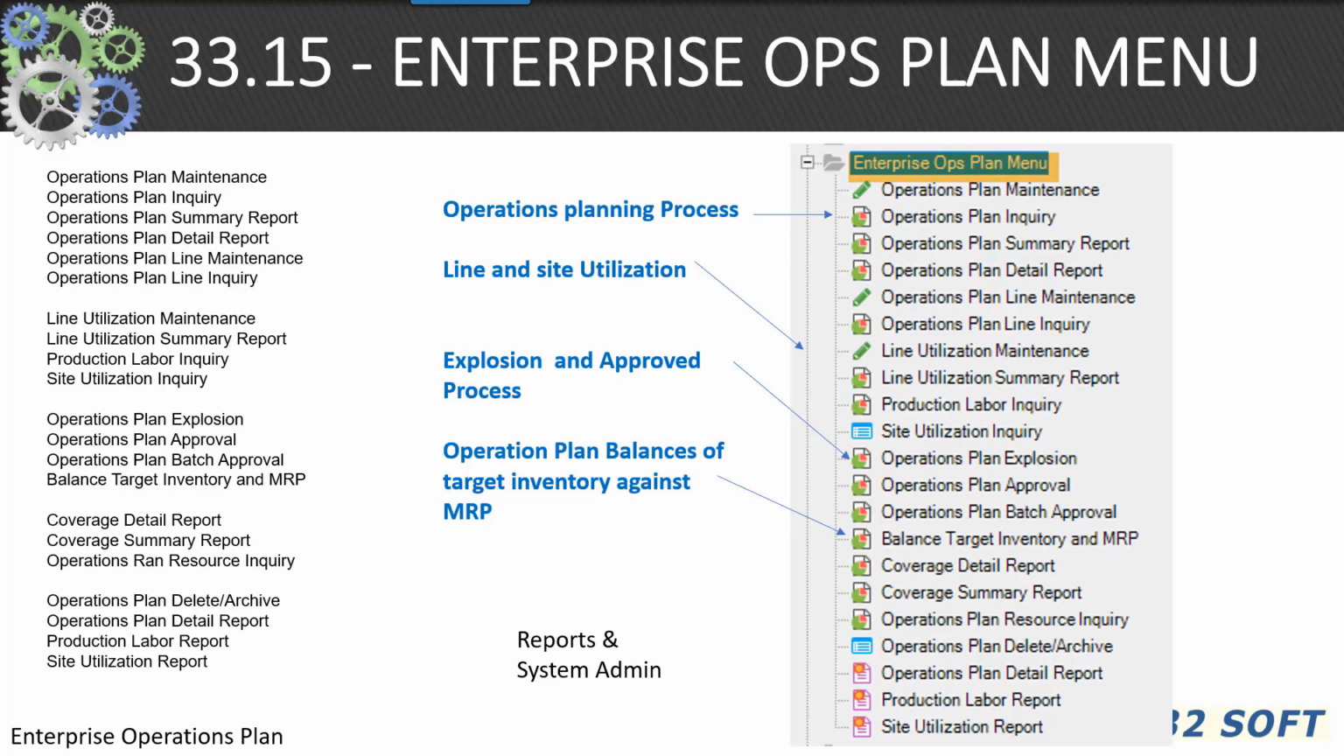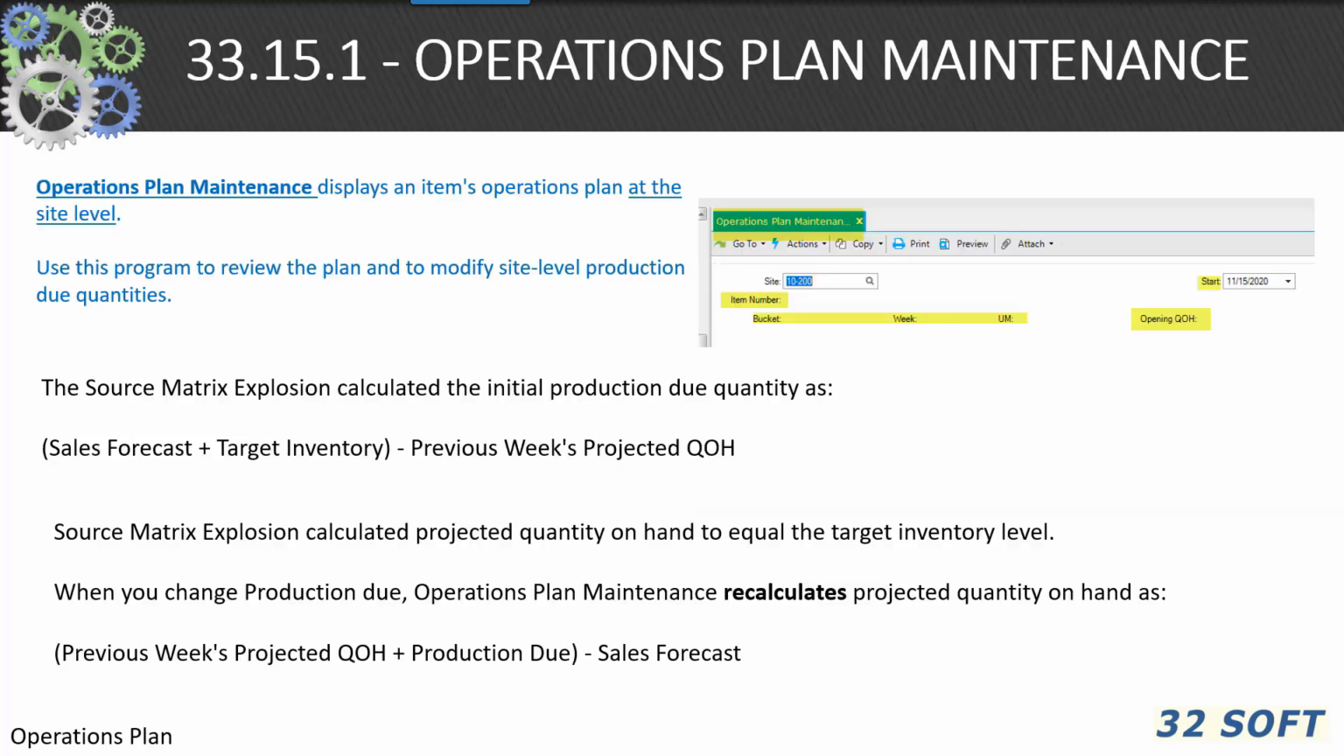Here we see 33.15, enterprise operations plan menu. We've got an operation plan maintenance function, got line and site utilization. We can explode those operation plans and go through an approval process, and then talk about the way that we balance the operations plan against MRP. Talk about that in just a bit.